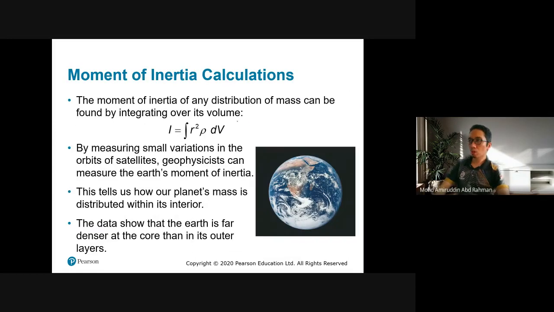To calculate the moment of inertia, it can be found by doing the integration of r squared dm.